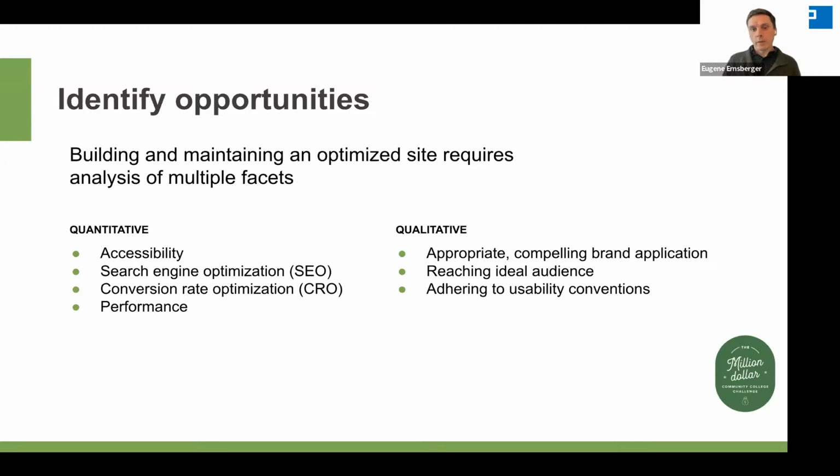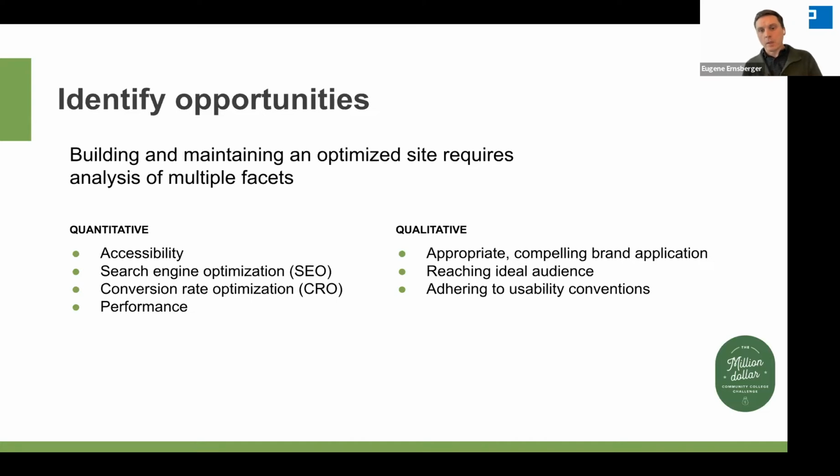So #1 on that list is the design appropriate and compelling when it comes to how the brand is applied? Does it match the brand, and is it done in a way that is engaging for folks? And then reaching an ideal audience. We can learn some things from Google Analytics, but that will give us information about who is coming to our website. But when it comes to who's not coming to our website, that's something that requires a little bit more of a strategic effort.